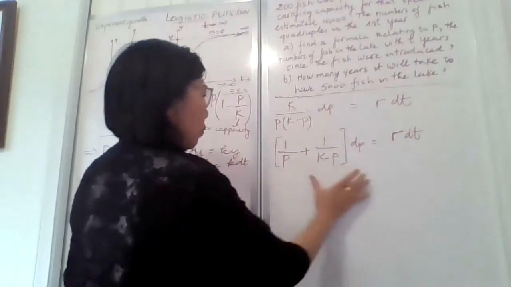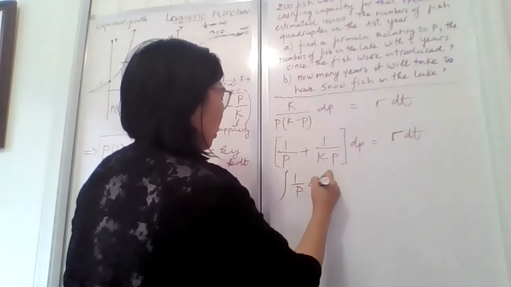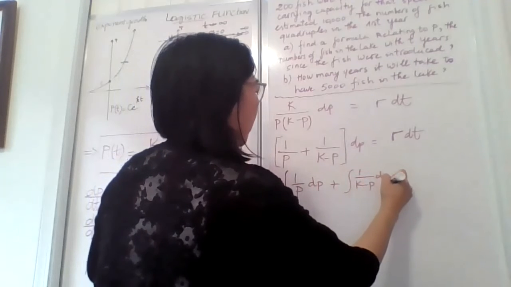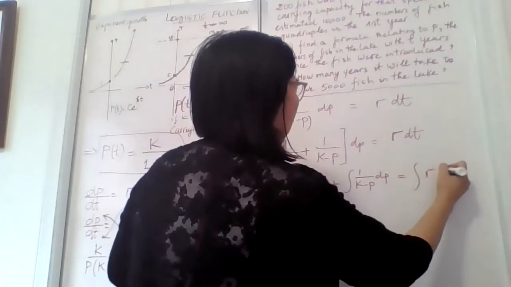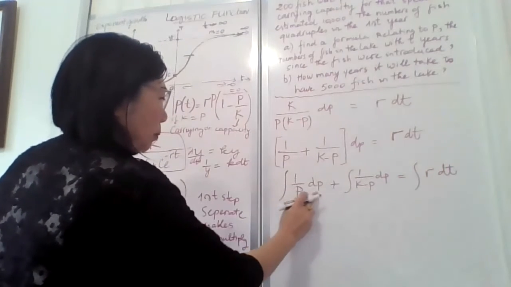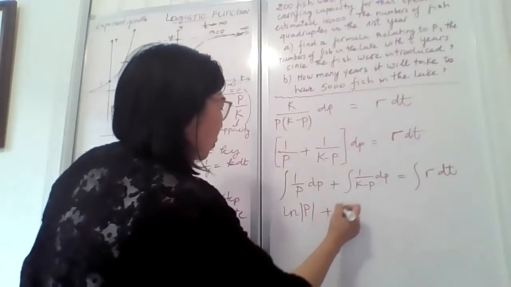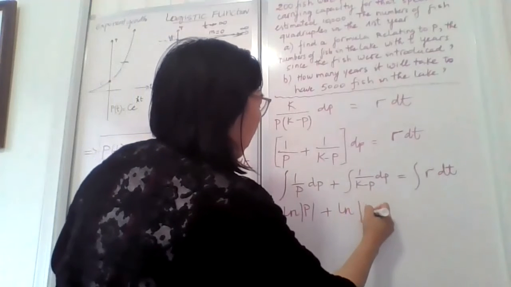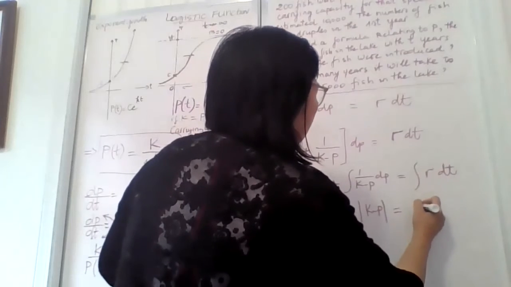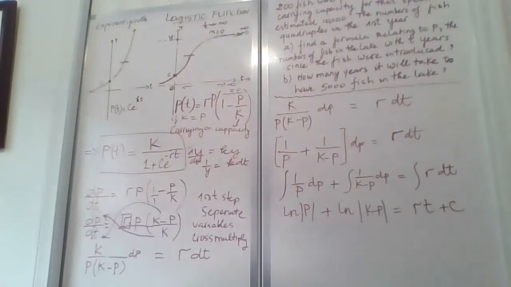Okay, so now after this, I'm going to integrate both sides, okay? So I'm going to integrate 1 over p dp, adding with integrate 1 over k minus p dp, equal integrate r dt. So integration of 1 over p equals ln p, absolute value, adding with ln k minus p, absolute value, equal r times t, adding with c, a constant number we don't know, right?